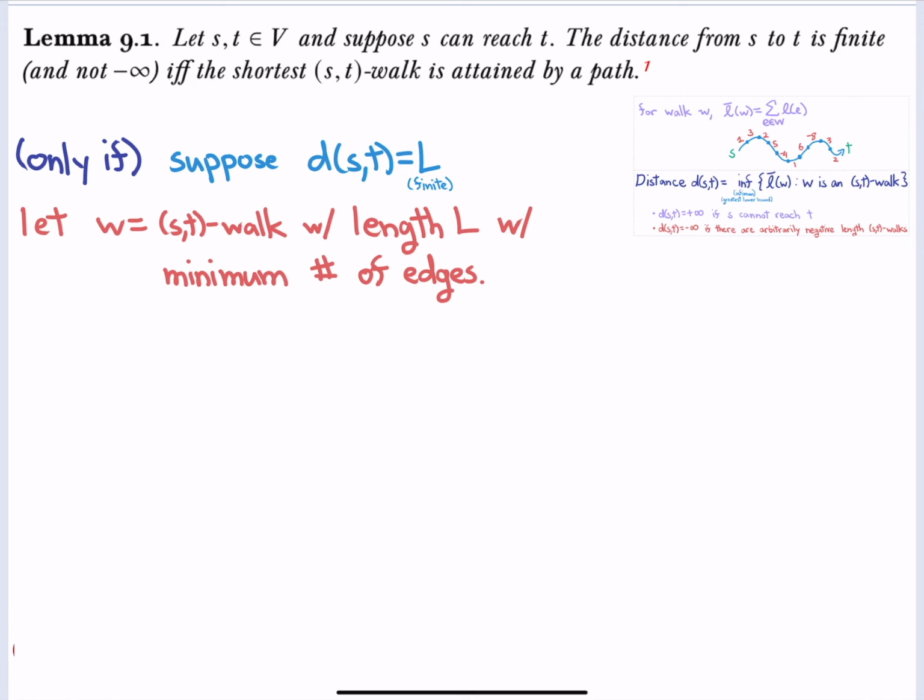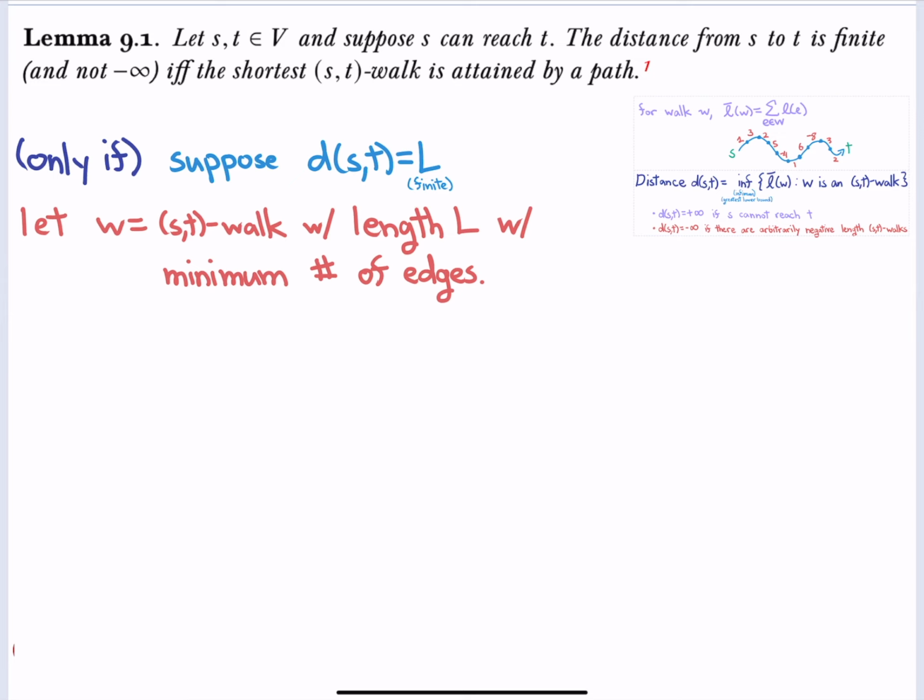So we're going to let W denote some walk of length L. But out of all the walks of length L, let it be the one with the minimum number of edges in it. There may be many ways to add up the edge lengths to L, whatever L is. L may be 0, L may be 10, L may be negative 10. But among all those walks tied with the same minimum distance, pick the one with the fewest number of edges. There's always some minimum because there has to be at least 0 edges.